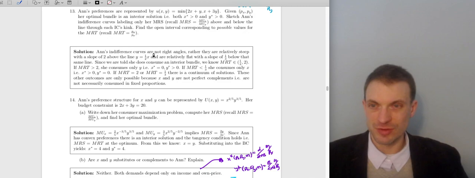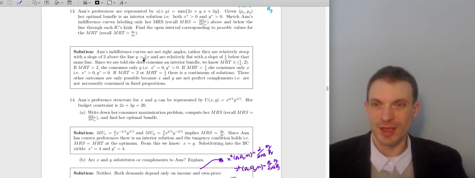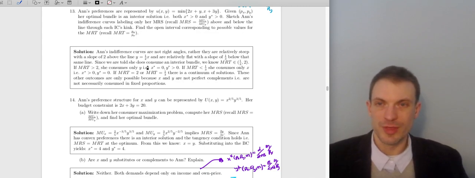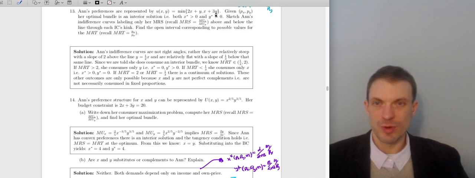So I said Ann's indifference curves are not right angles. They're relatively steep with a slope of 2 above the line y equals 1/2 x, relatively flat with a slope of 1/3 below the same line. How do we know that? Well, this is going to have a slope of 2. Think of how we'd find a normal MRS for substitutes, right? MUx over MUy, that's MRS is 2. Here this is going to be MUx of 1, MUy is 3, so the MRS is going to be 1/3. So it's going to be steeper above, flatter below.